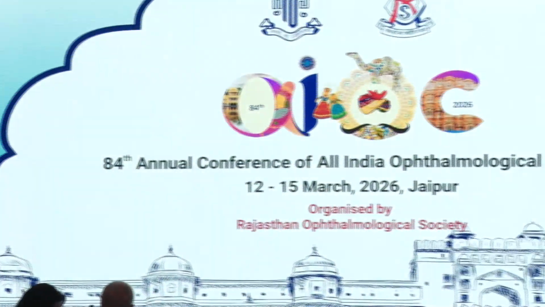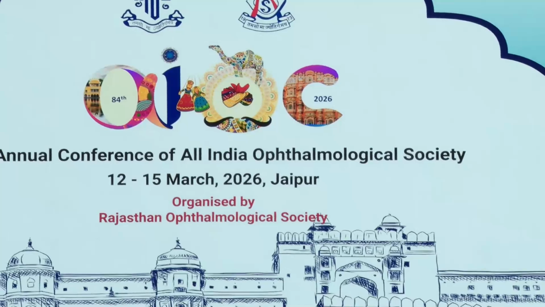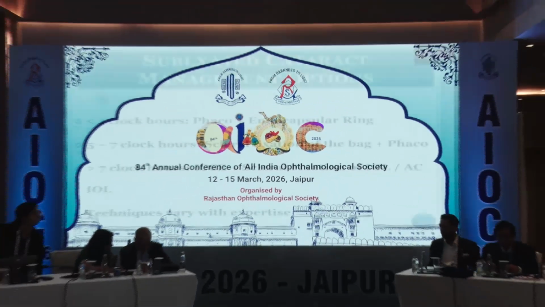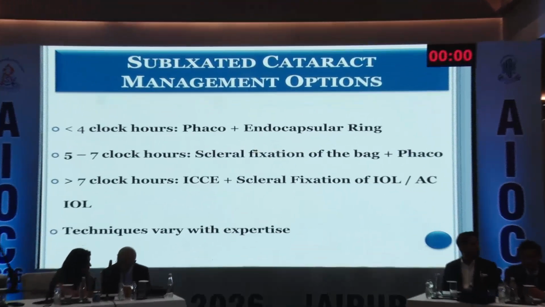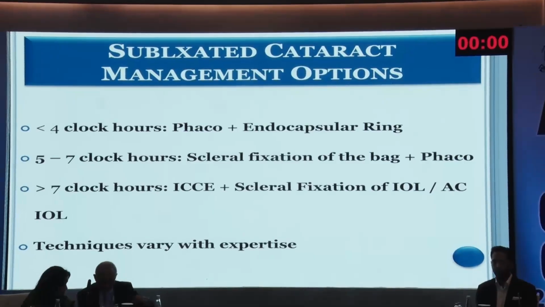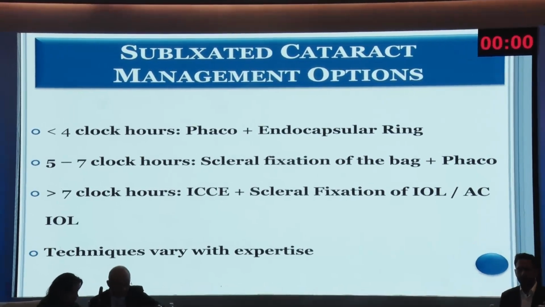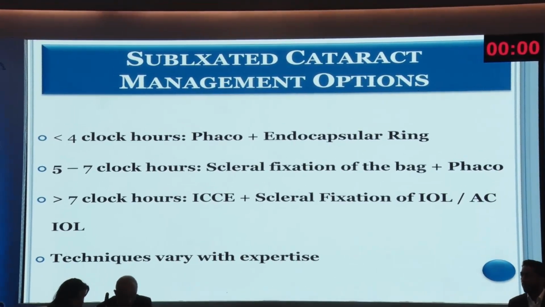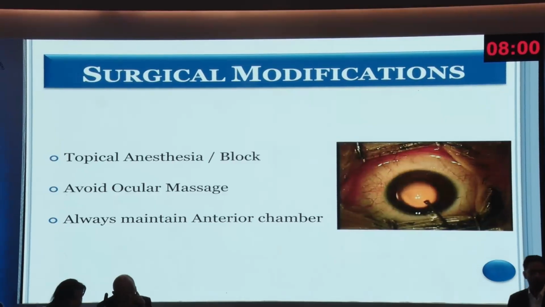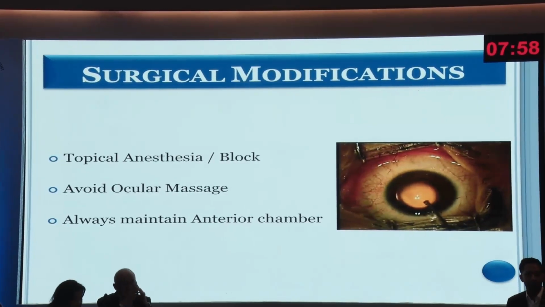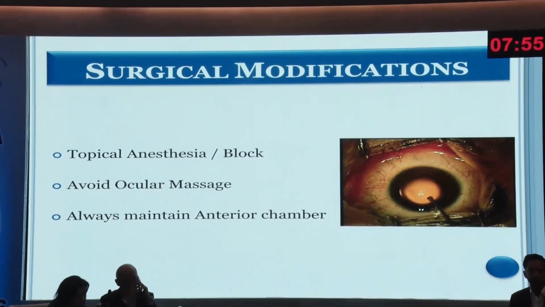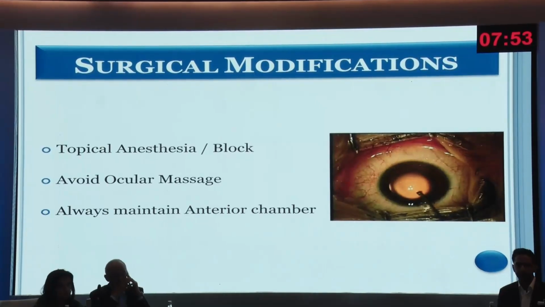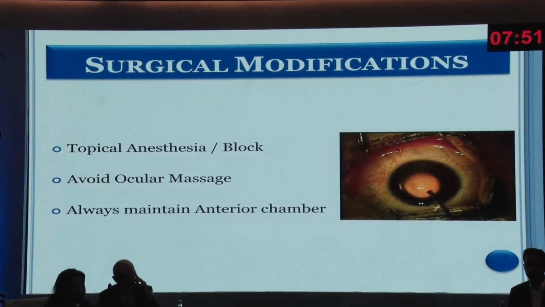I'll be talking about managing subluxated cataract and hard cataract. I have no financial interest. As we know, this is the general rule: less than 4 clock hours, you can use an endocapsular ring. 5 to 7 clock hours, you can do a bag fixation by Sione's ring or by a segment. And then more than 7 to 8 clock hours, you have to remove the whole lens and do a scleral fixation of IOL. When there is a subluxation or zonular damage, there are certain modifications that you need to do.